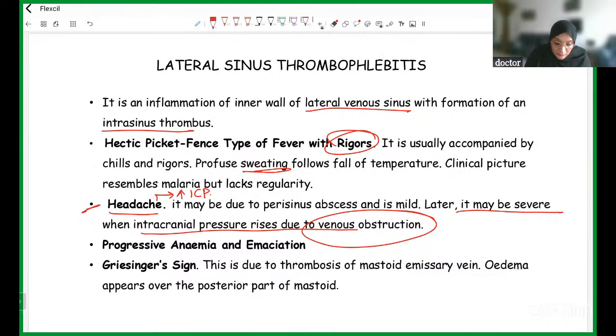Now, another sign is Griesinger's sign. Griesinger's sign is due to thrombus of the mastoid emissary vein. So, the mastoid bone has emissary veins. This is the anatomical part, right? So, if there is thrombosis of the emissary veins of the mastoid bone, this will lead to edema over the posterior part of the mastoid. Now, when there is edema in the posterior part of the mastoid, the patient will show Griesinger's sign. Okay.